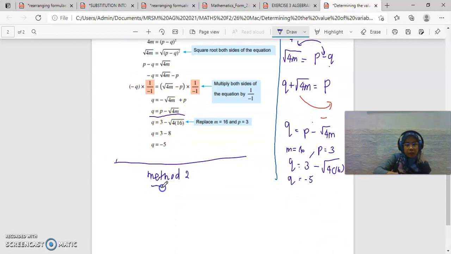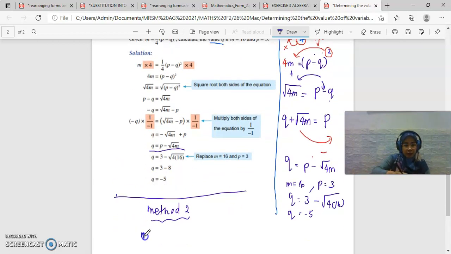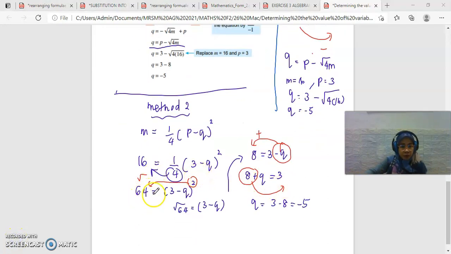Okay, method 2. It's much easier if you think that this formula is a bit tricky for you. Actually, you can just substitute the value given first. So we have m equal to 1 over 4 (p minus q square). Here m is 16, substitute the value, and then p is 3. I will be bringing this 4 to the other side, so 16 times 4 will be 64. We are left with 64 equal to 3 minus q square. We eliminate the square, bring to the other side, it will be square root. So square root of 64 equals 3 minus q. Square root of 64 is equal to 8, so we have 8 equal to 3 minus q.